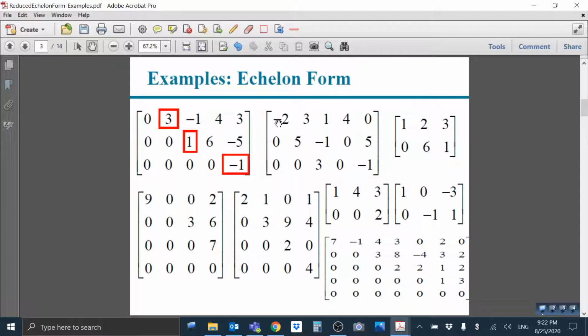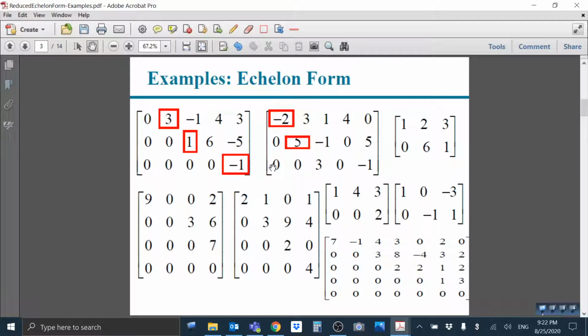First row, leading entry is -2. Let's put the square around -2. Okay, I hit the second row. Leading entry is 5, and it is to the right of 2. Okay, that's good news.